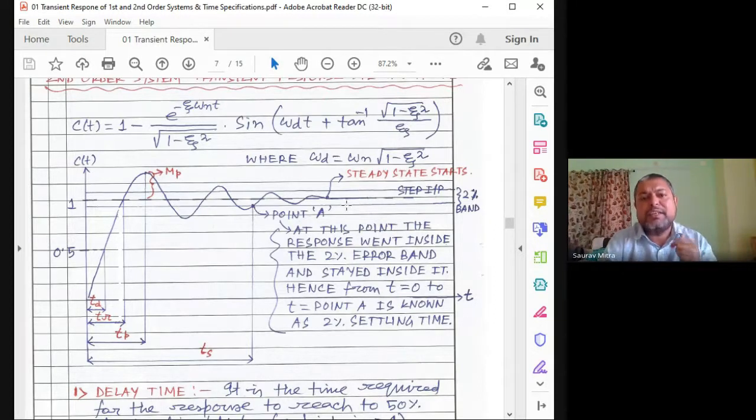And after a certain time, which is called the 2% settling time or TS, the output of the system is the same as the input. So from the starting point to this TS, this period is called the transient. Very important thing you have to know. Whenever any system, so we are also a system.